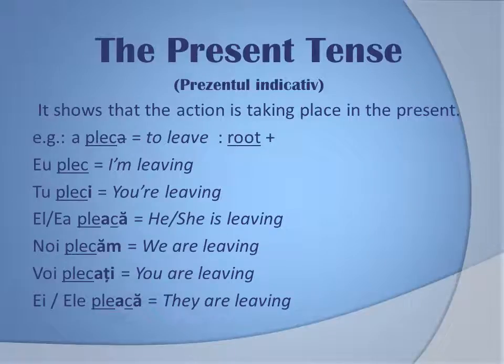So let's start with the present tense. In Romanian, this is called prezentul indicativ, but we'll keep things simple and we'll just call it the present tense. And like in English, it shows that the action is taking place in the present. And let's have an example with the verb a pleca, to leave. And firstly, we identify the root, which is plec, and we identify it usually by removing the last letter. And let's have a few forms.